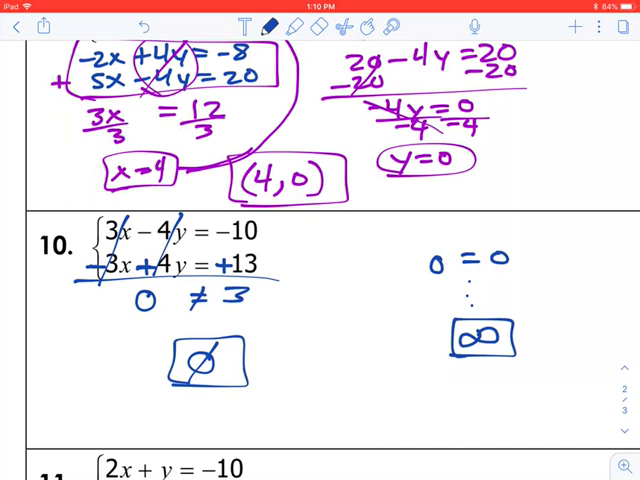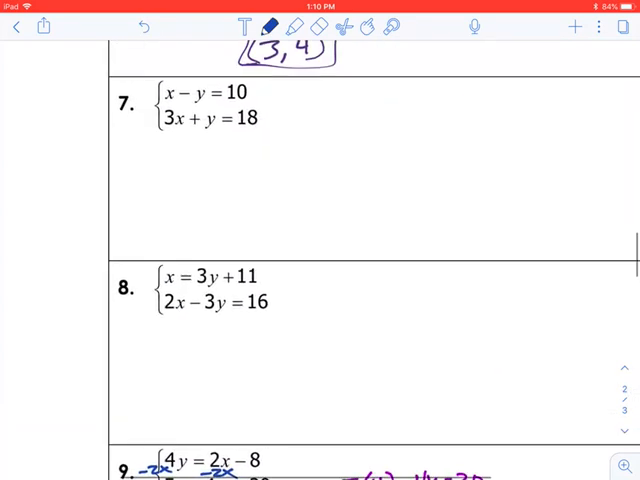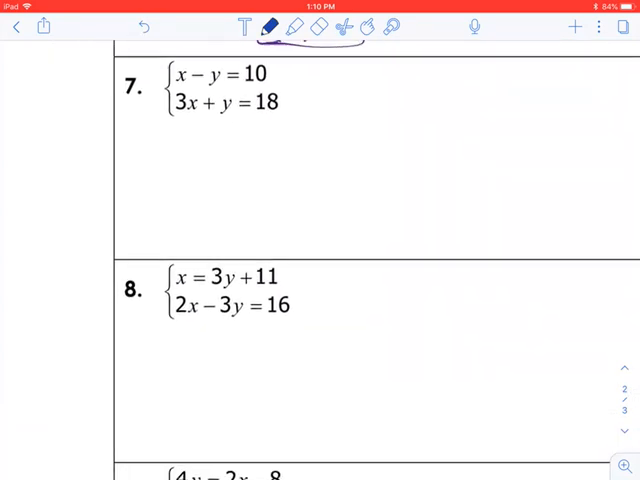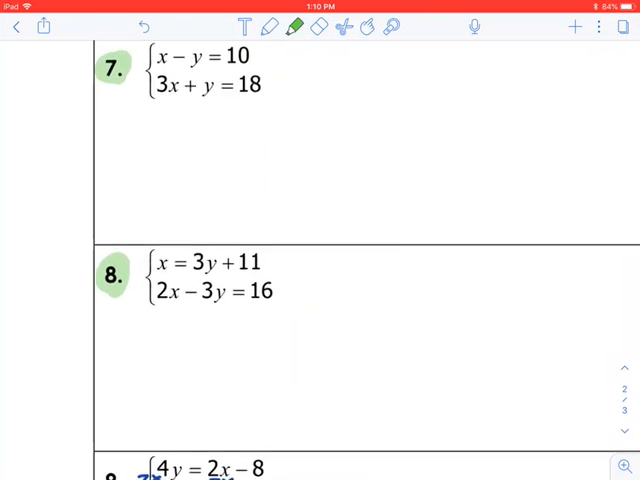All right, so go ahead and try out these two problems, numbers 7 and 8, and then we'll talk about those in class when we see each other, and we'll go on from there.